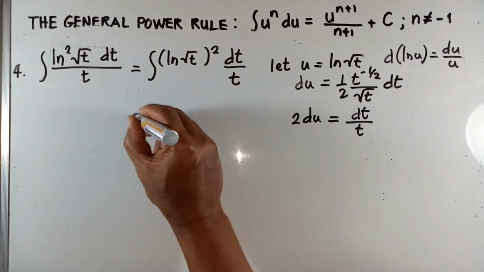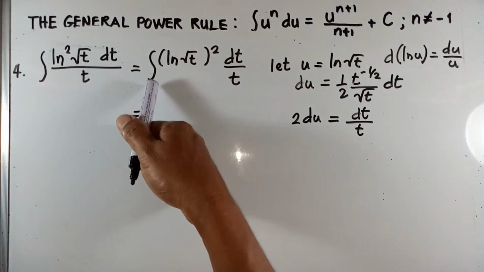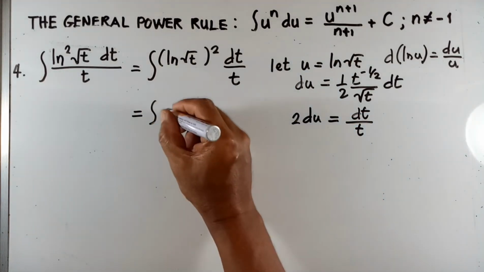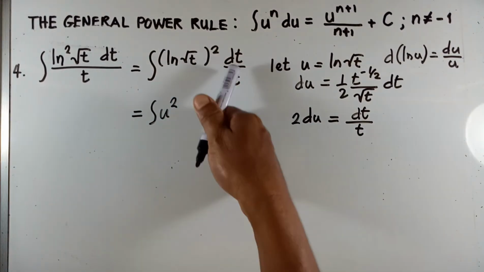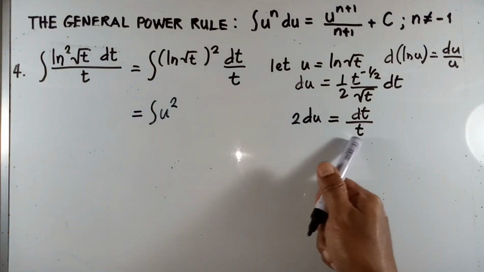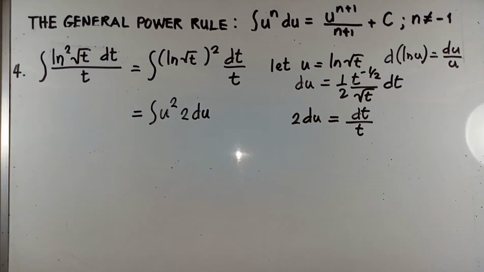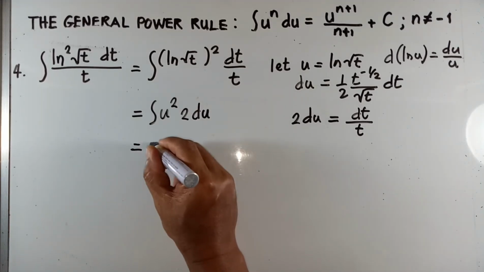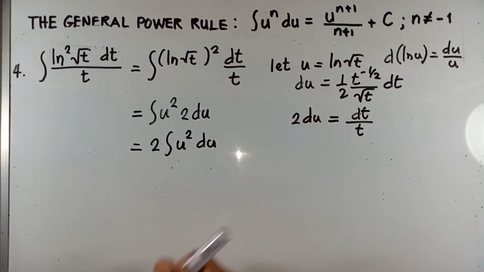So, after that, susulat natin ngayon yung problem natin in terms of u. So, we have the integral sign, and then we have ln of square root of t, but we let that equal to u, and then raised to 2. And then we have dt over t, and dt over t equals 2 du. So, times 2 du. Now, 2 is constant. We can place it before the integral sign. Yeah, we'll have 2 integral of u squared du.